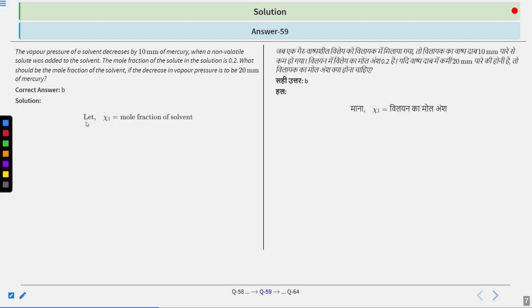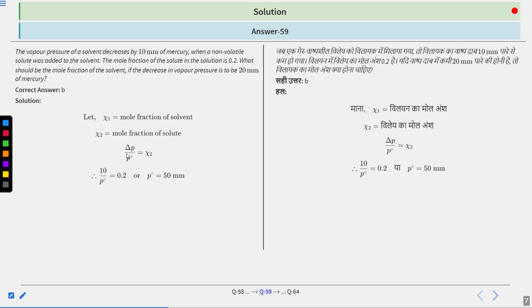So let us assume that chi1 is the mole fraction of the solvent. Chi2 is the mole fraction of the solute. So we have assumed these two things. If I write the formula, relative lowering of vapor pressure is equal to the mole fraction of the solute. We know it very well. So we put the values.